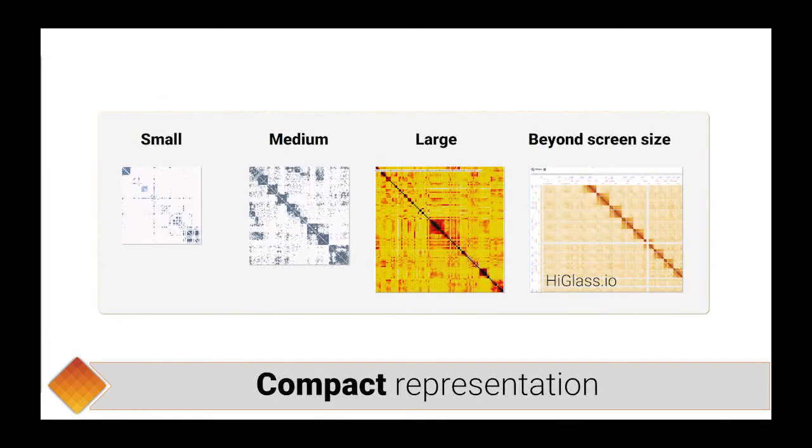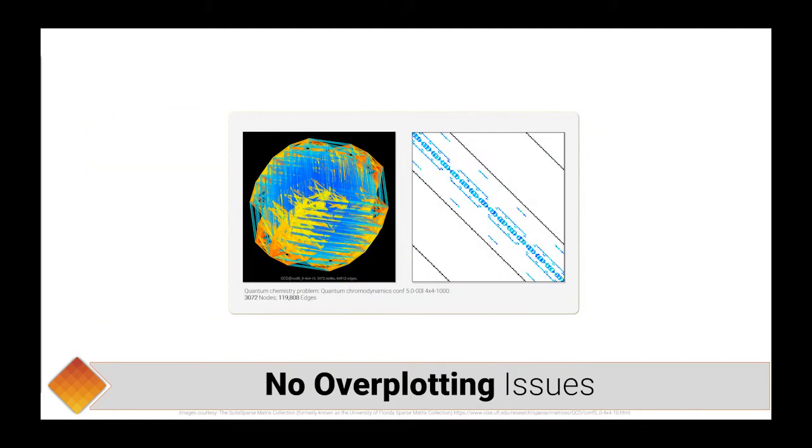First, in the simple yet effective row and column layout, every pixel can contain information about the underlying relational dataset. Thus, matrices reach their scalability limit only if all screen pixels are occupied. Second, unlike node link diagrams, matrices do not suffer from overplotting, making it easier to explore large networks.